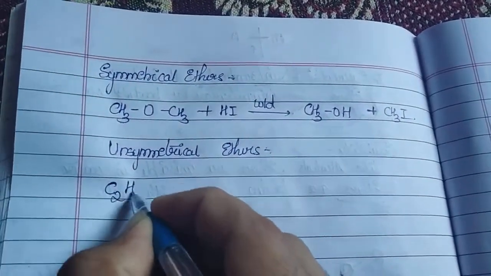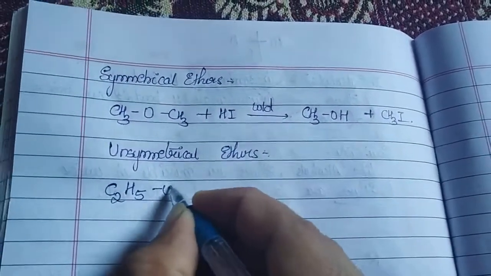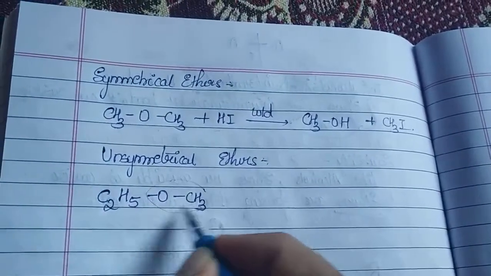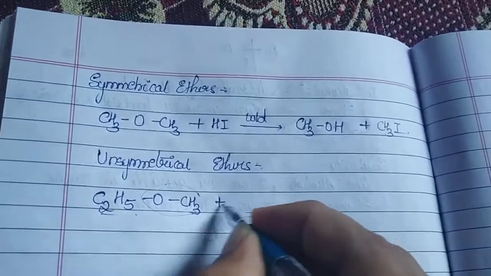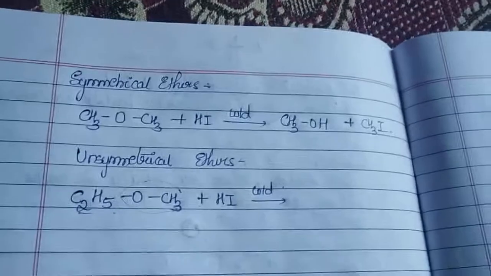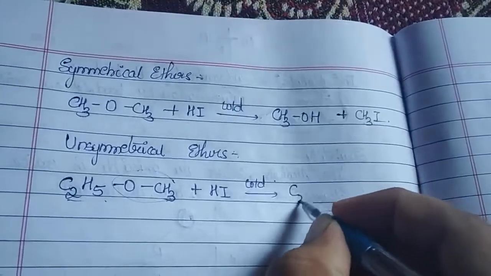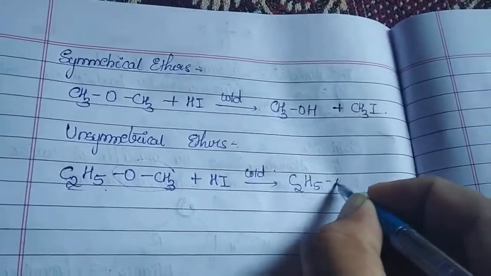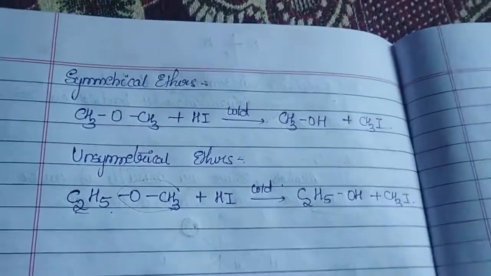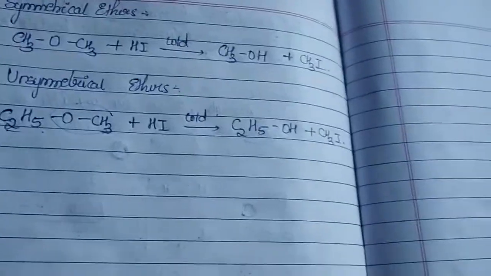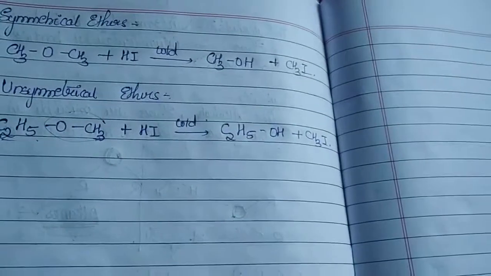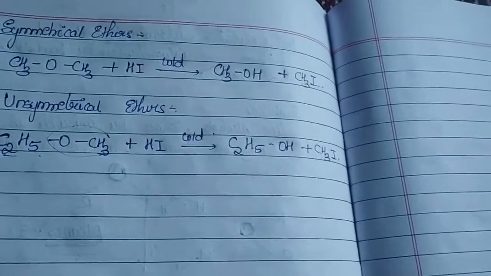If I take methoxyethane, C2H5OCH3, plus HI in the cold condition, what is the product you are going to get will be astonishing. C2H5OH plus CH3I. You can ask me, so what is so astonishing over here? Of course, we have got an alcohol and an alkyl iodide. What is astonishing I will just say now.